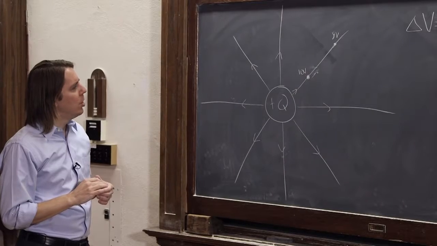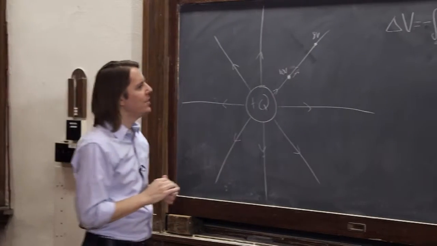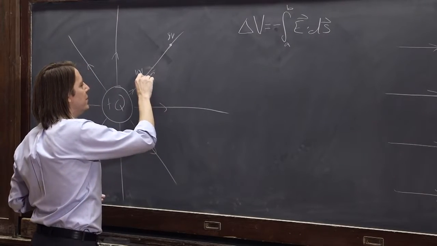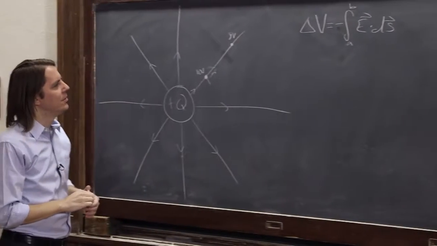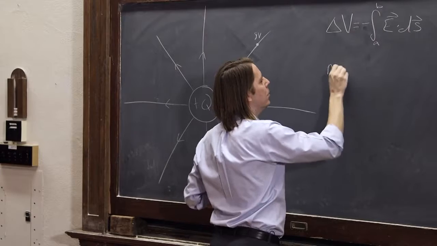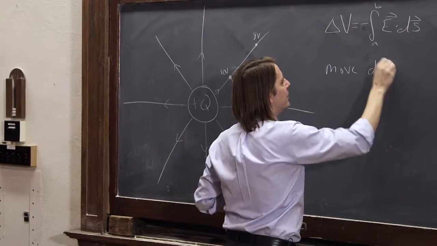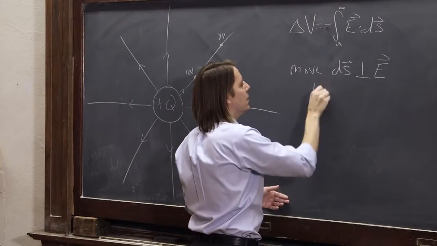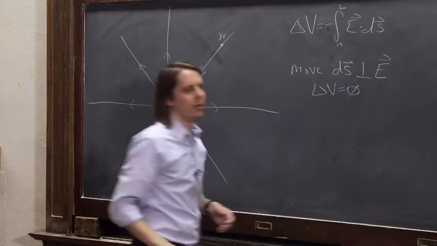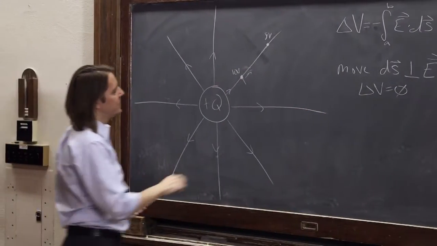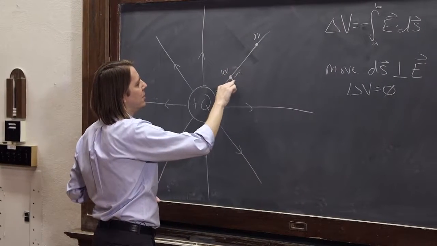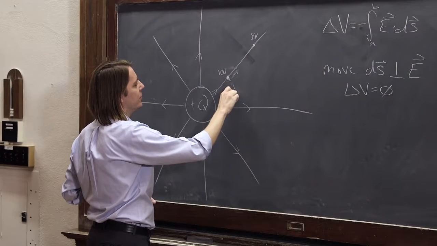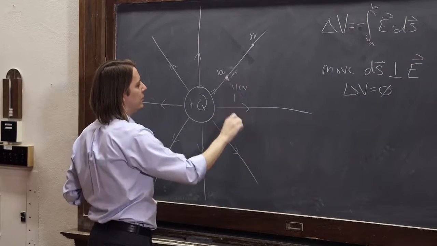Now, what if you walk perpendicular? Okay. So if you go this way, then something different happens. So if you move ds perpendicular to E, delta V equals 0. So this is sort of an interesting thing. So if I go that way, it's also 10 volts. And if I go that way again, it's also 10 volts. And if I go that way again, it's also 10 volts.